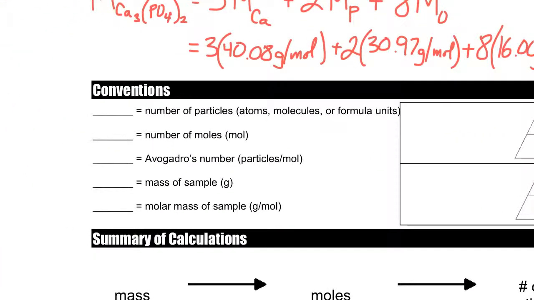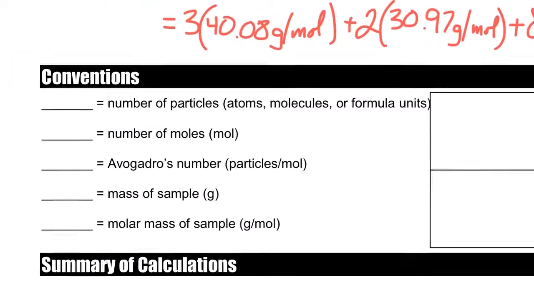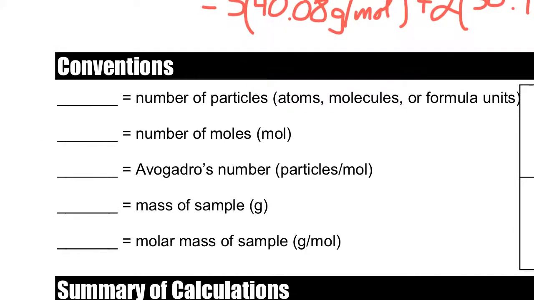But let's take a look down here for some conventions. First, I'm going to look at notation. The first 3 are just review from the last lesson. Number of particles is a capital N, number of moles is a lowercase n, and Avogadro's number is N with a subscript of A. Now the 2 other ones are mass and molar mass. So mass in grams is a lowercase m, and we already saw the molar mass in grams per mole is a capital M.